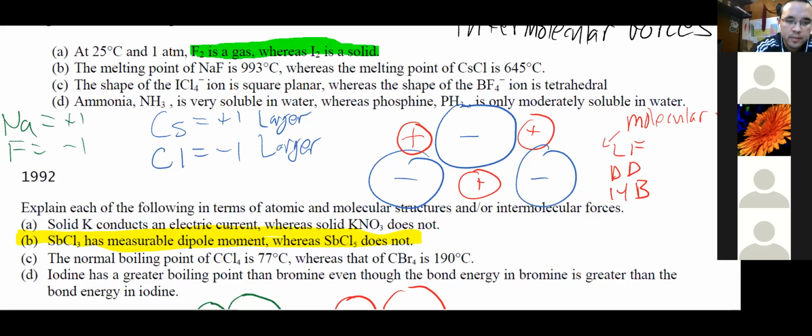All right. So I'm going to give you a minute so you can get a head start on this one. I want you to try to answer this: why does SbCl3 have a measurable dipole moment, whereas SbCl5 does not? And so Sb is antimony, antimony trichloride versus antimony pentachloride. One of them is going to have a dipole moment and the other one doesn't. So I'll let you get started with that part, and I'll give you about 3 minutes or so.